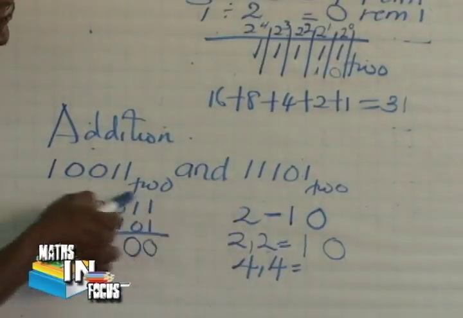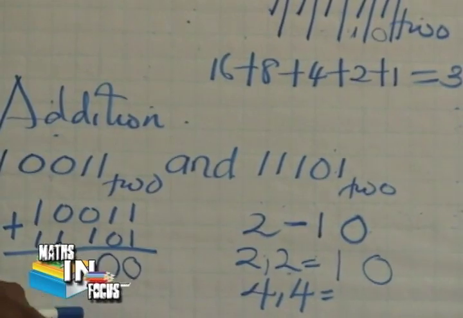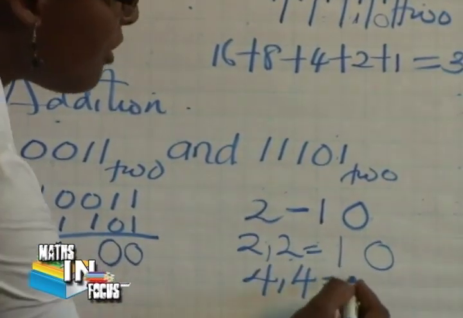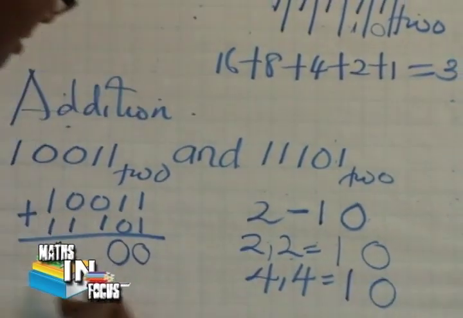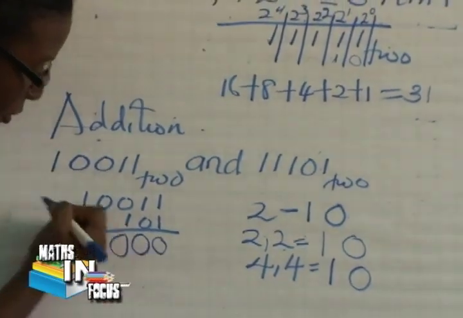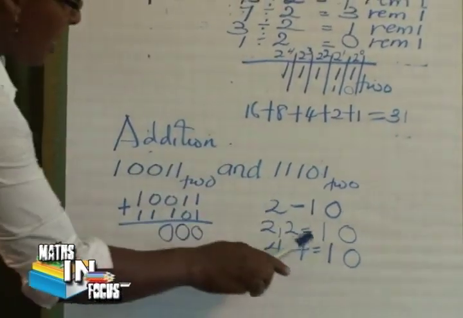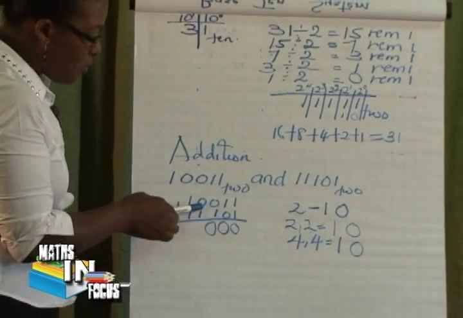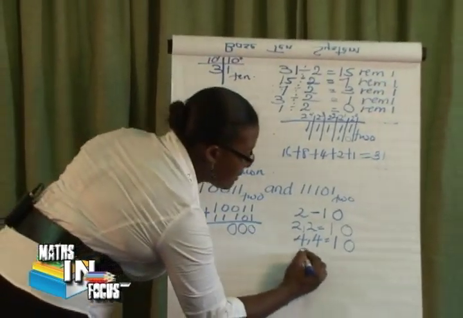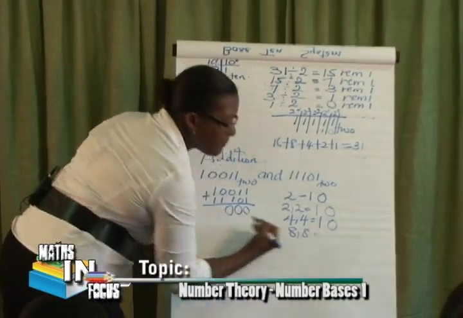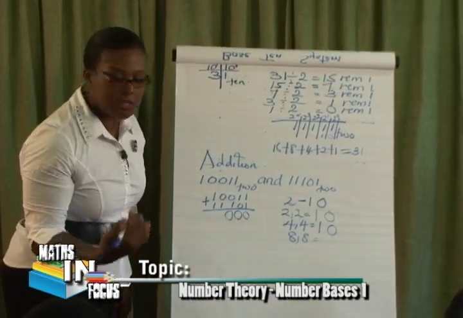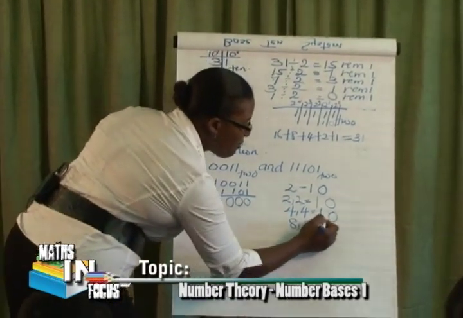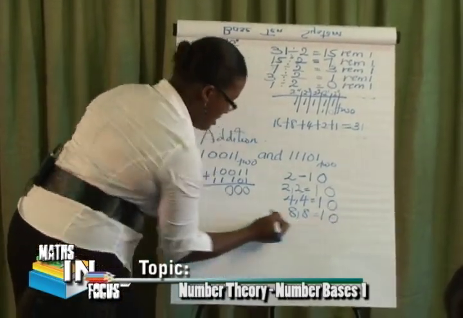And again, we cannot put the 2 here. 1, 4, and another 4. We can't put the 2 here. So we know that the 2 4s would give us 1, 8, and no remainder. The no 4 goes there. So we have 1 8, and 1 8 gives us 2 8s. Same pattern continues. From the 2 8s, we have 1 16 and no remainder.